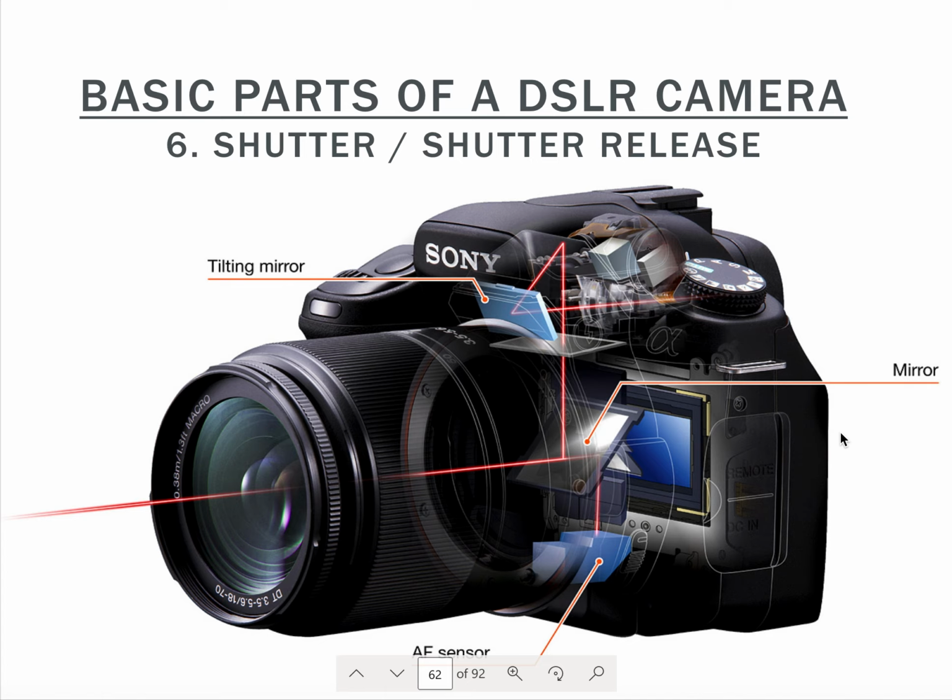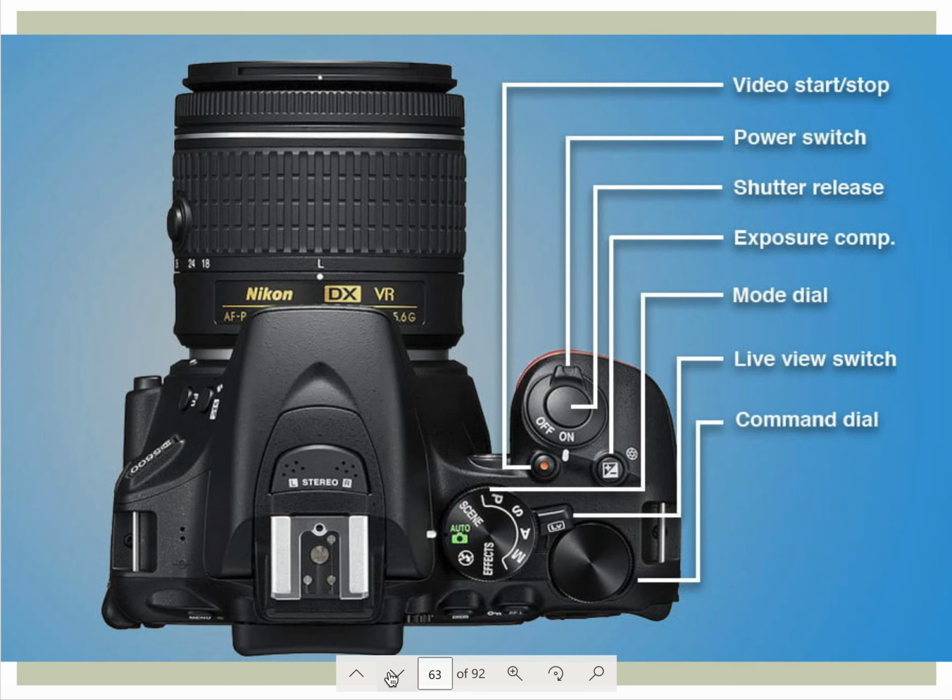So this video is a continuation from the previous video. Okay, so we have gotten to the point with the shutter release, and that is what triggers the mirror to move out of the way so the sensor can be exposed to the image. And then you have all these different controls on your camera that allow you to manipulate the settings on your camera. But this is called your shutter release button.